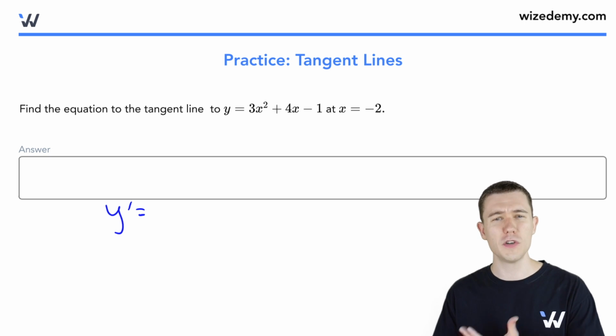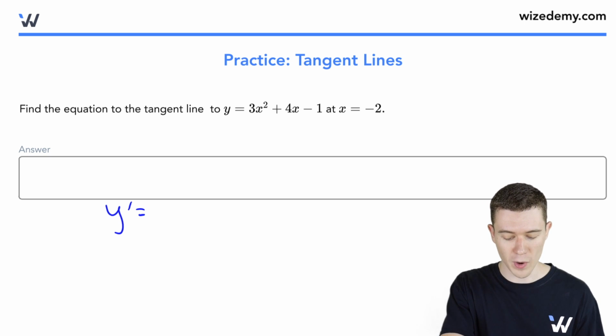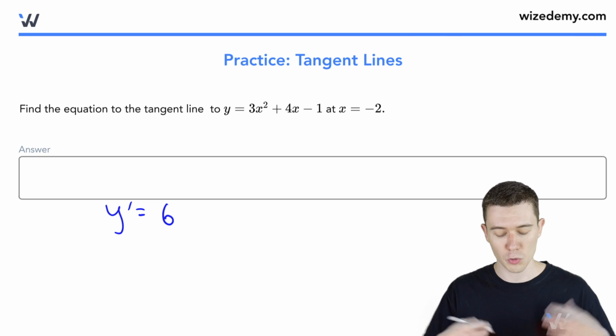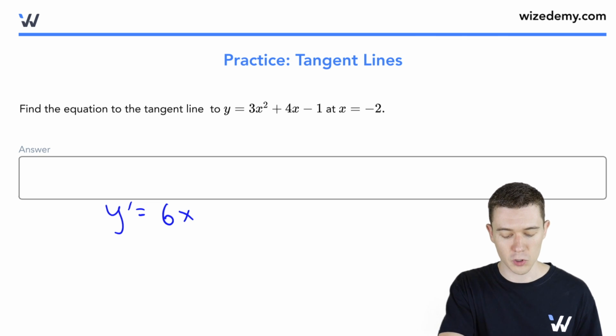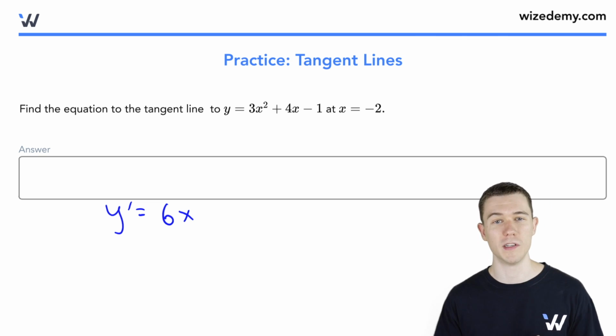The derivative here, we just use the power rule. 3x squared multiplied by the power. 3 times 2 is 6. Subtract 1 from the power. 2 minus 1 is 1. x to the first I'll just write as x.